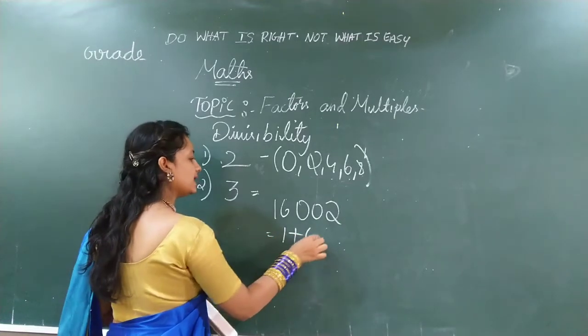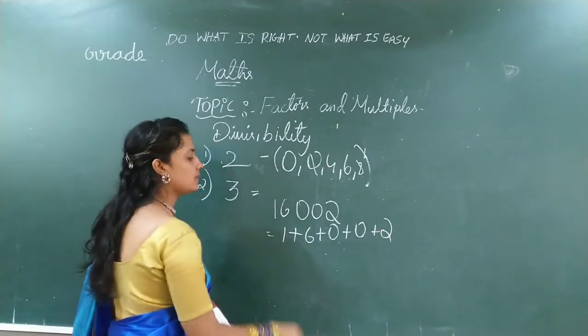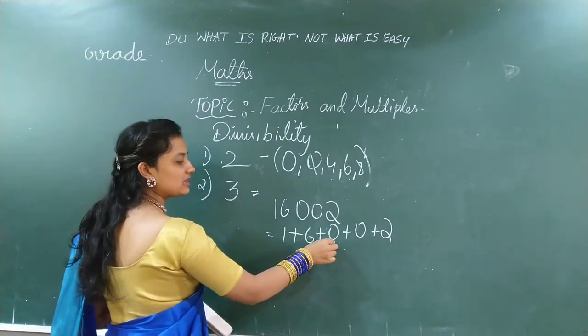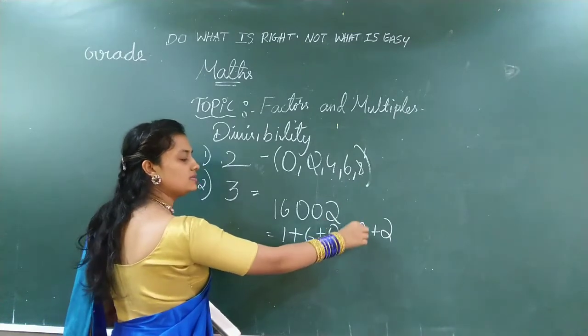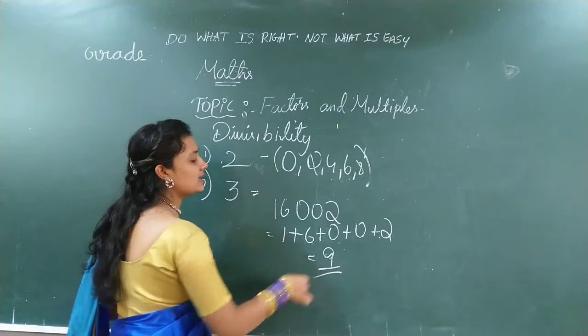One plus 6 plus 0 plus 0 plus 2. 6 plus 1, 7. 7 plus 0, 7. Plus 0, 7. Plus 2, 9. So my answer is 9.